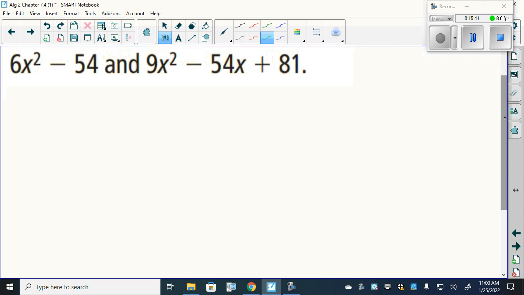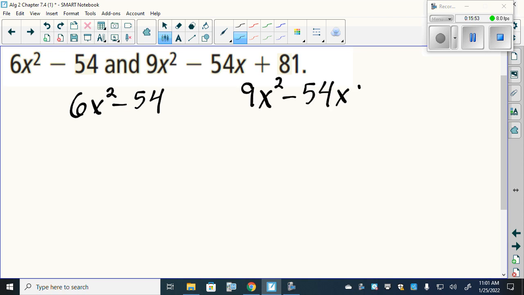Let's look at this one here. All right. So the first thing we need to do for this here to find the least common multiple is we need to factor these. So we look at 6x squared minus 54. Is there a greatest common factor between 6x squared and 54? 6, and we can factor it out. If I factor a 6 out of 6x squared, I'm left with x squared minus 9.